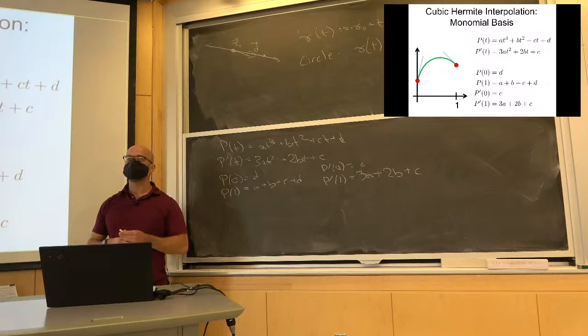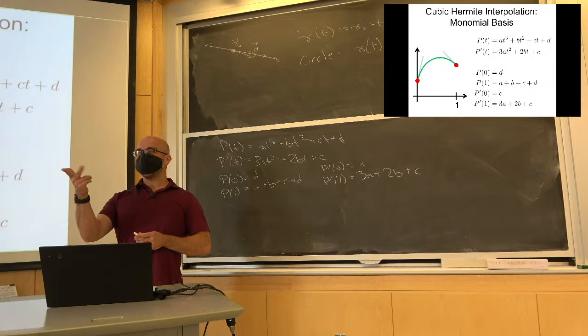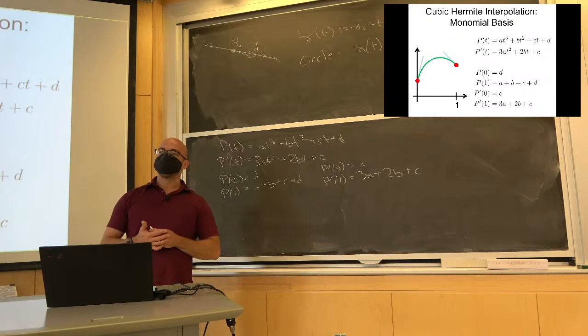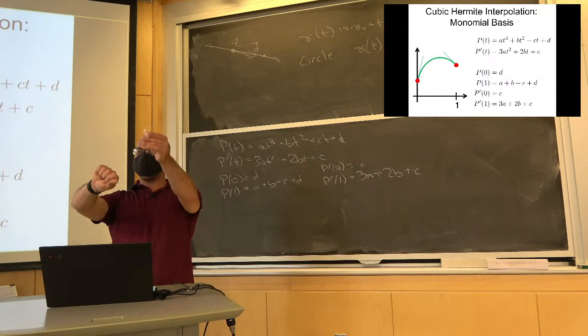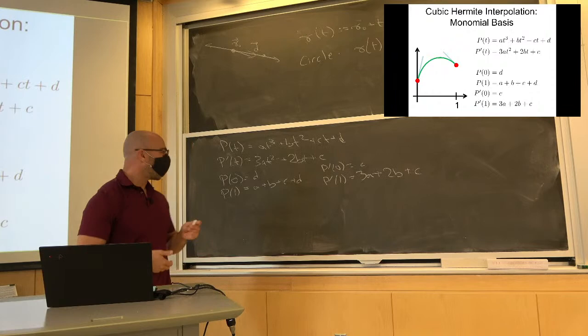Ah, that's a good question. Can it be a parabola? The answer is no, because if I have 3 pieces of information, like P of 0, P of 1, and P prime of 0, I've completely determined my problem, so I don't get control over P prime of 1 anymore. We'll keep thinking about it, but for now, we're going to work with cubics. Essentially, you have four things coming in, so you want four things coming out, and a parabola would only have three numbers that can come out. So there's not quite enough degrees of freedom to work with. Once you see our calculation, you'll see how that plays out.